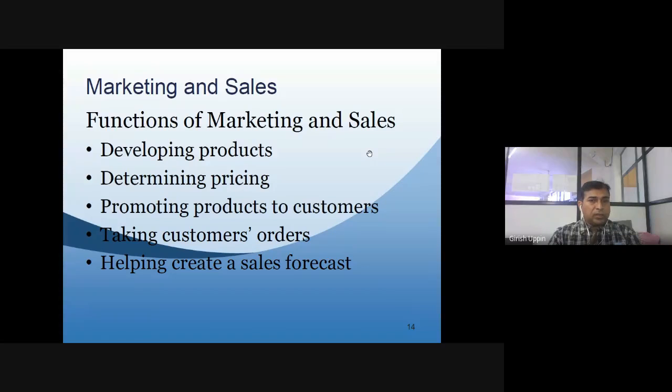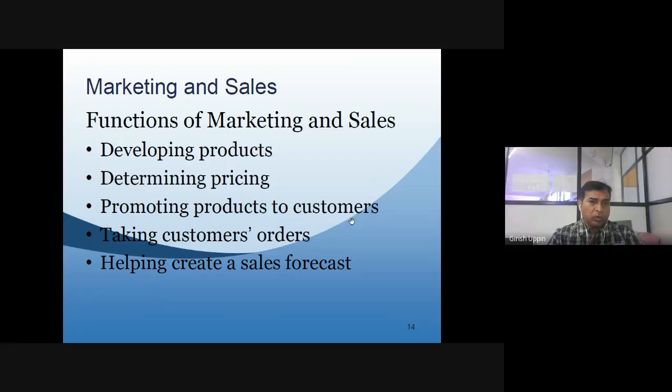Marketing and sales. What are the functions of marketing and sales? Developing products. So they come up with the new products, and make sure that those products are priced appropriately, considering all the costs and all the margins. Promoting the products to the customers. Promotions are done in many varieties of ways. Different strategies are used for promotion.